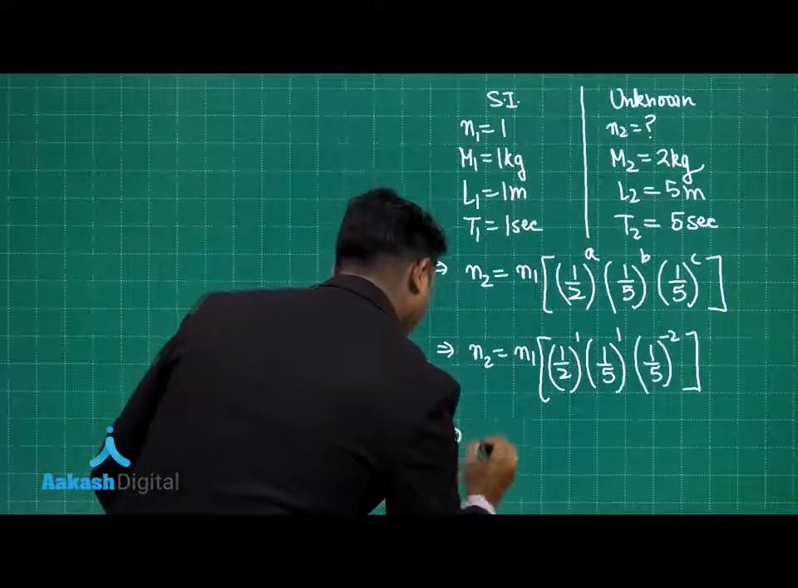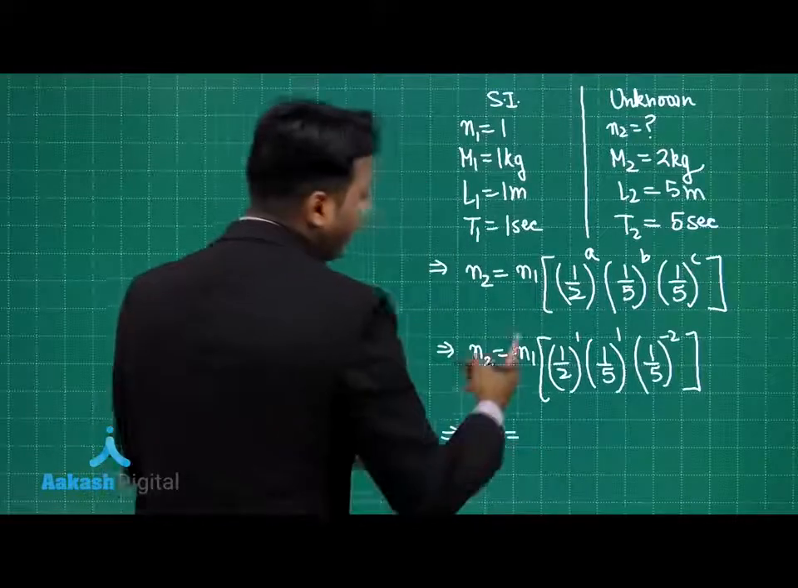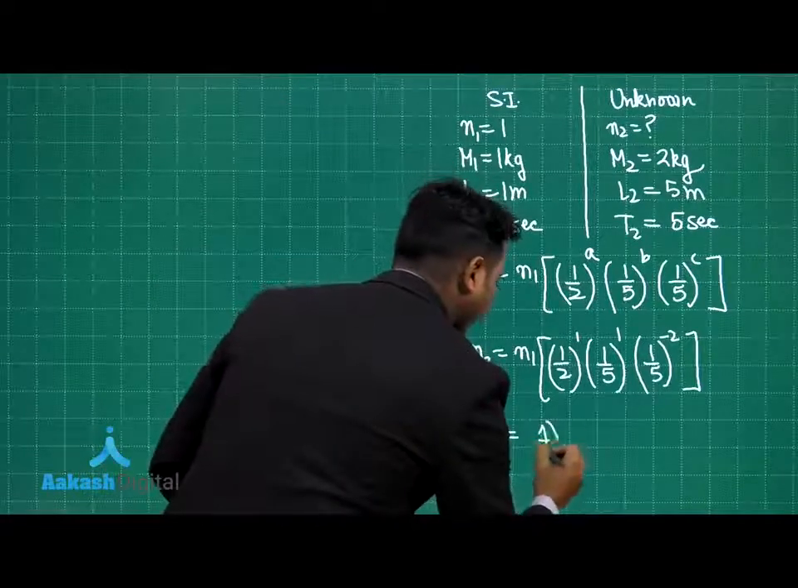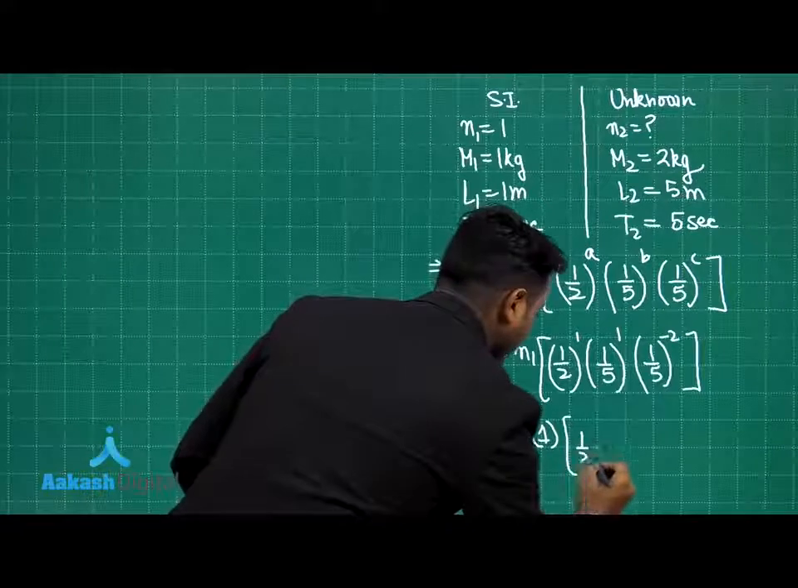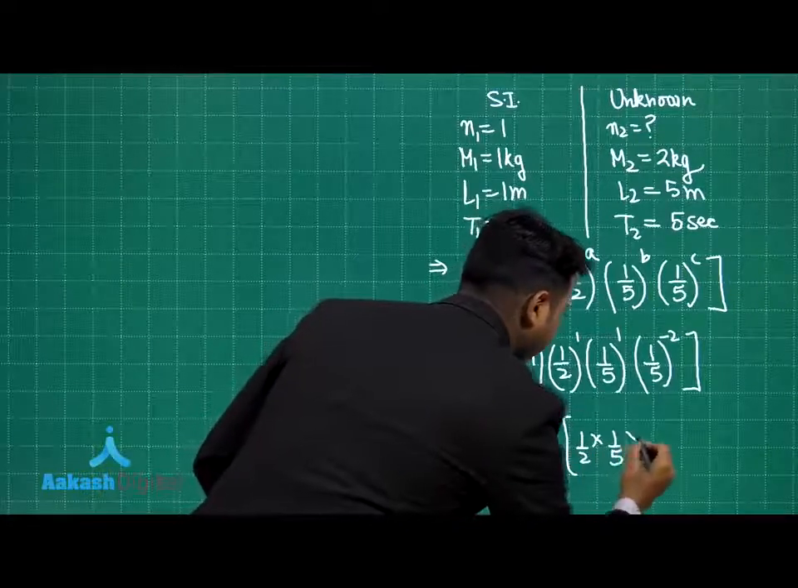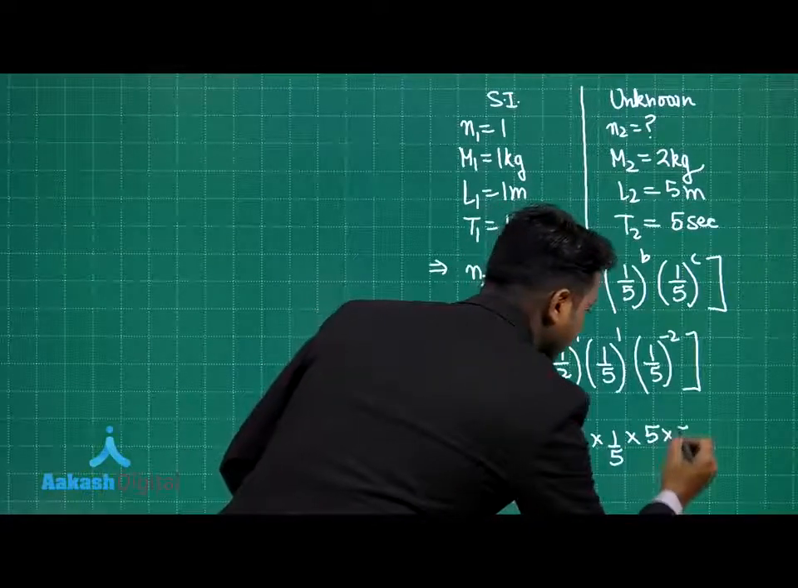So the n2 value: n1 value is 1, we know that. And then it is 1/2 multiplied with 1/5 and multiplied with 5 into 5.